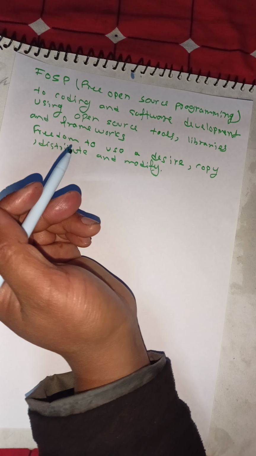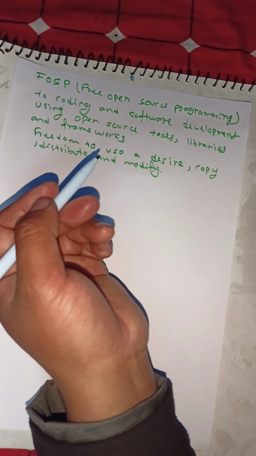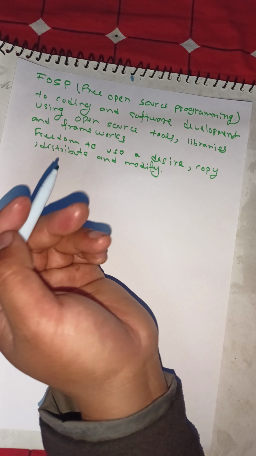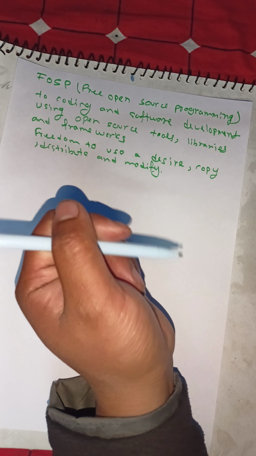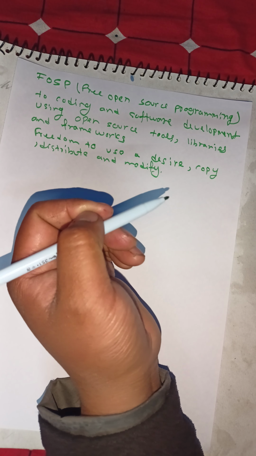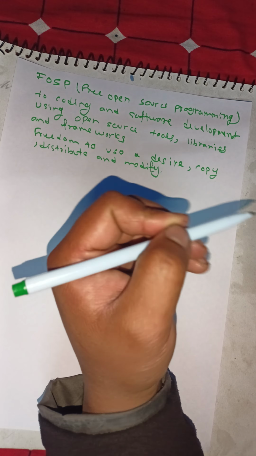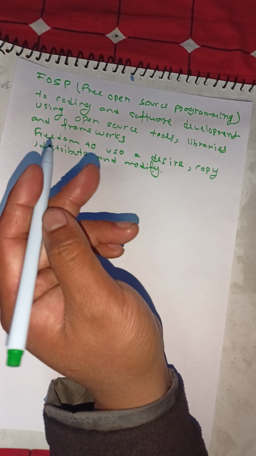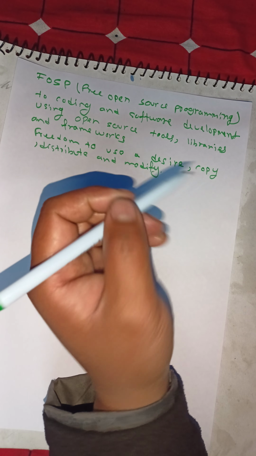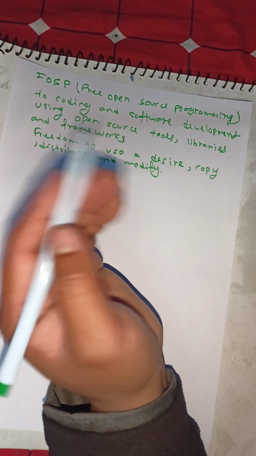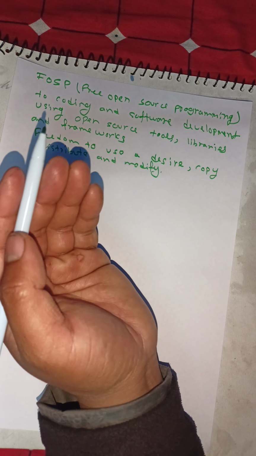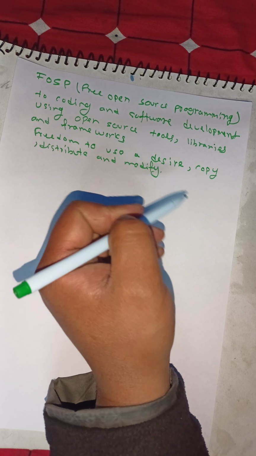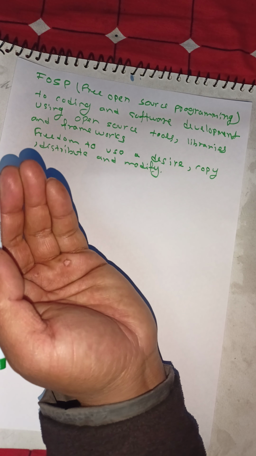This means, while programming, if you want to make a software, then you need coding, and this coding is freely available. So we can copy it, modify it and run it. There is no copyright for this. Therefore it is called free open source programming.